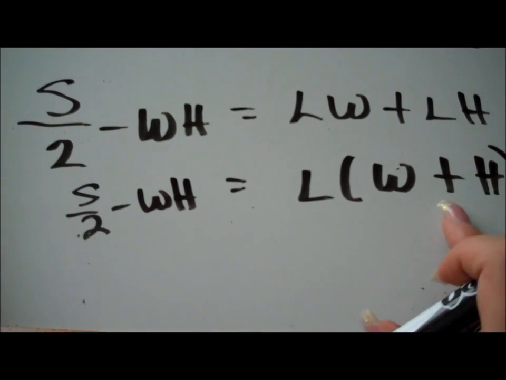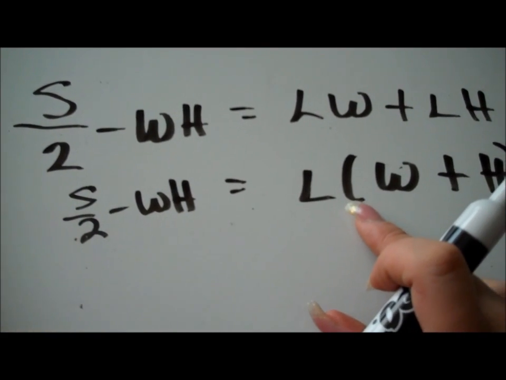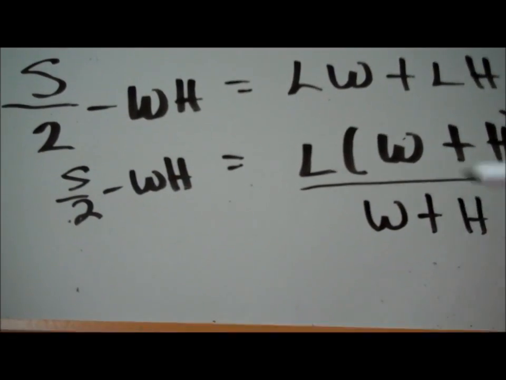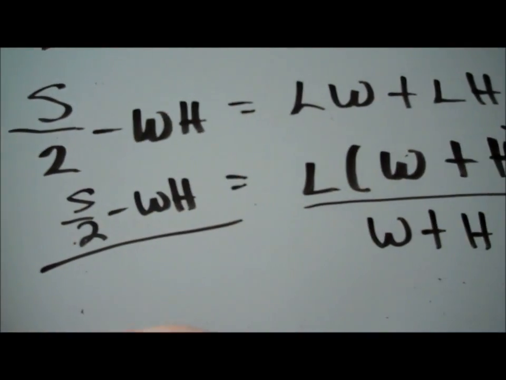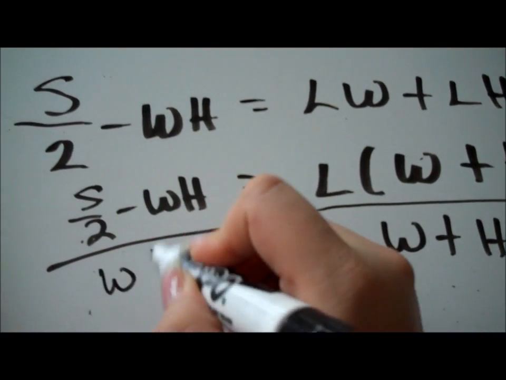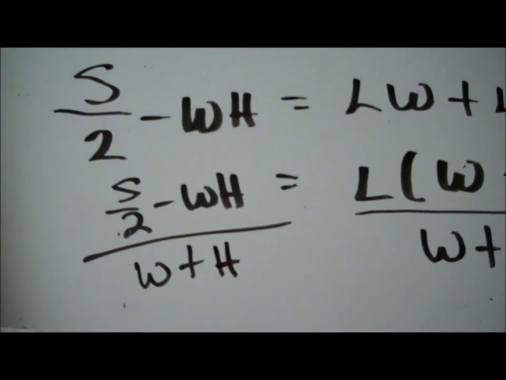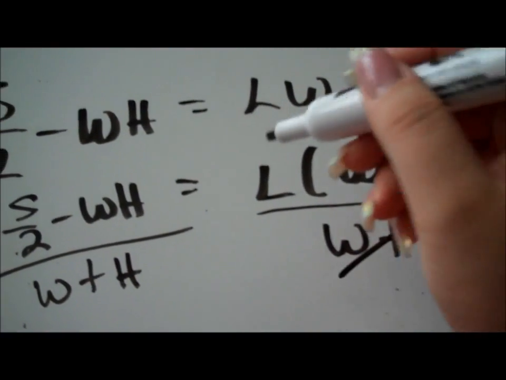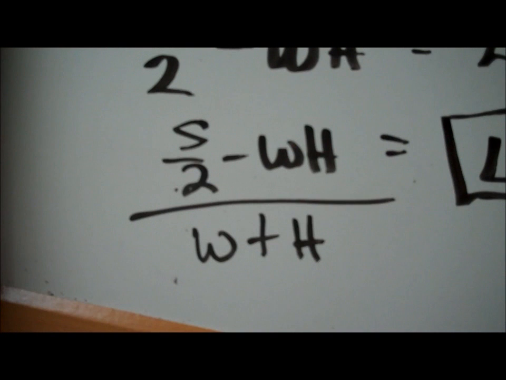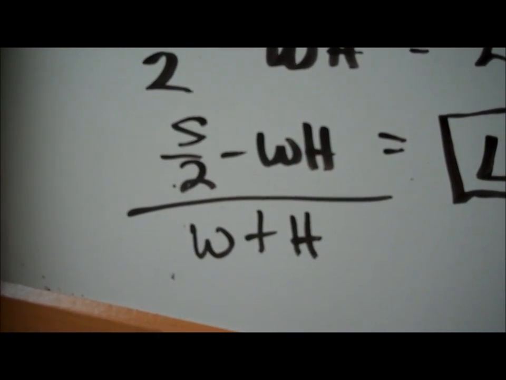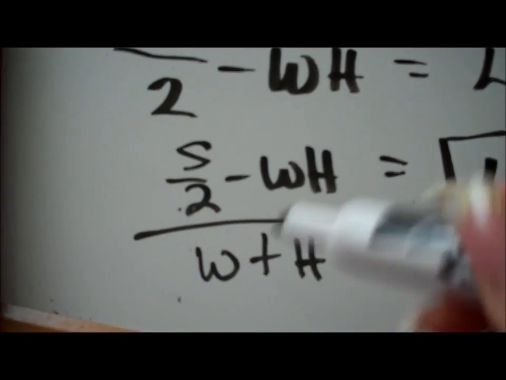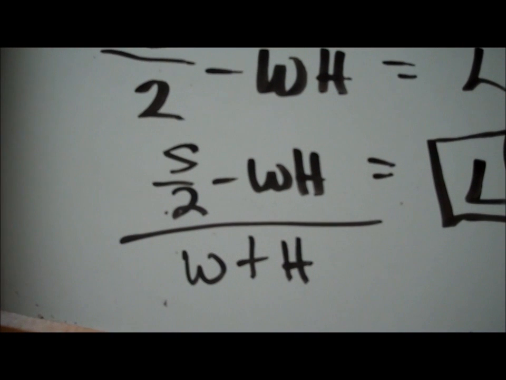To get L by itself, I need to get rid of the W plus H. These are being held together by multiplication. So the opposite is division. So we get, those cancel on the right-hand side, so our L is by itself. And again, it looks different from the one before because we did it a little bit differently, but it is still the same answer. Okay, and that's as far as you would go. Do not start canceling. This is as far as it'll go.